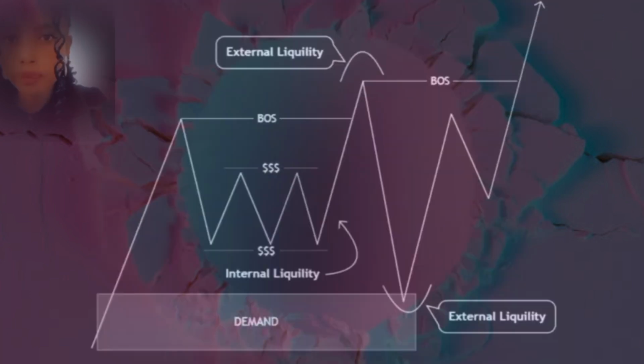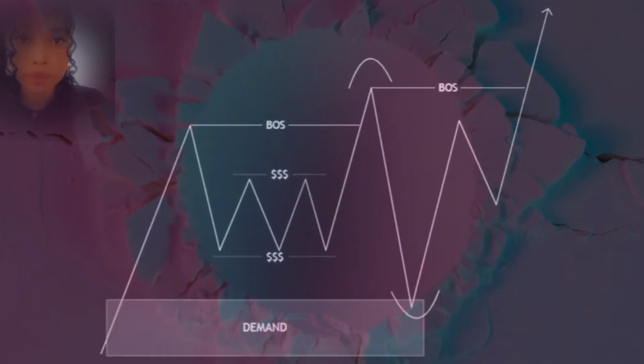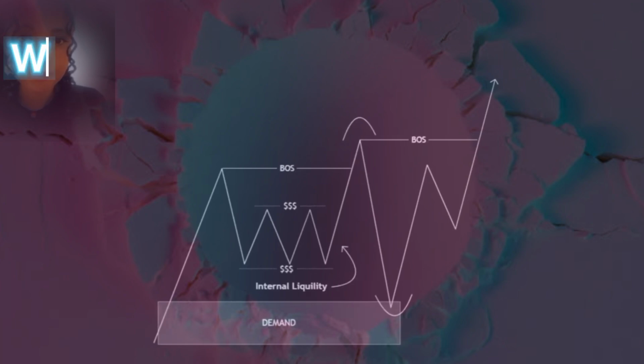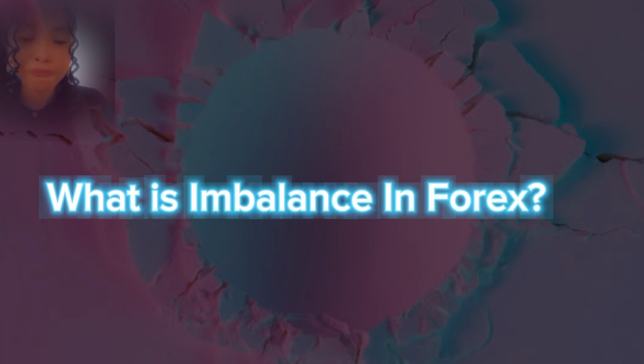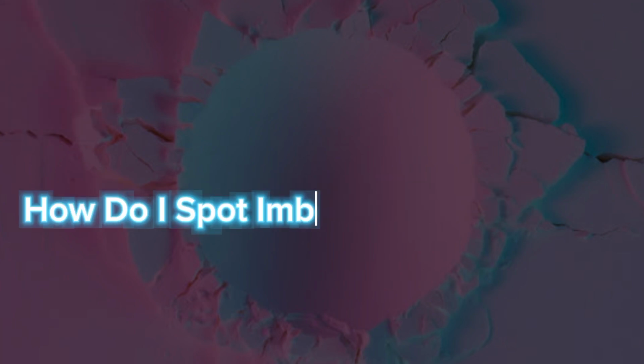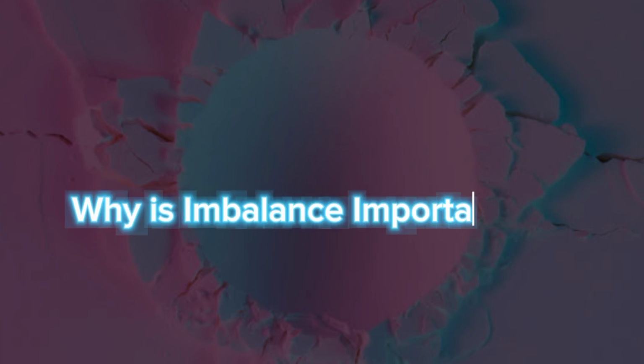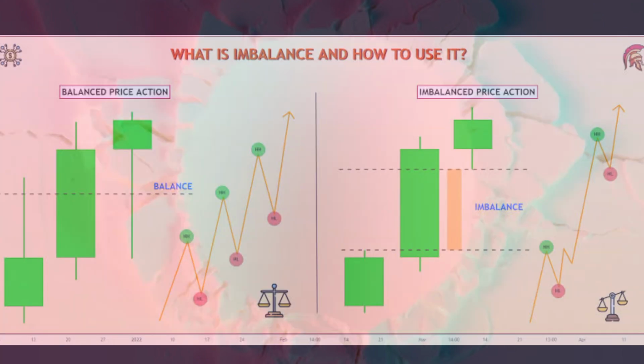So here are the questions you should ask yourself as a trader. 1. Why do they wait for price to reach the area of imbalance? A. What is this imbalance in Forex? B. How do I spot this imbalance in my charts? C. Why is this imbalance important? Please traders, let me explain this in depth.